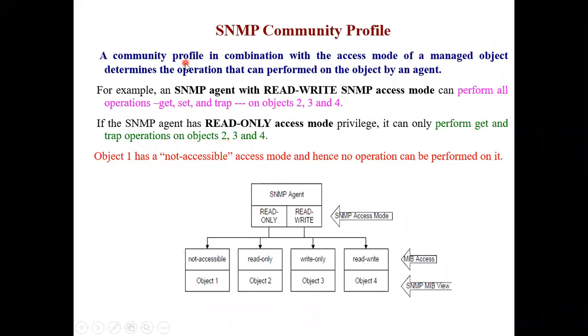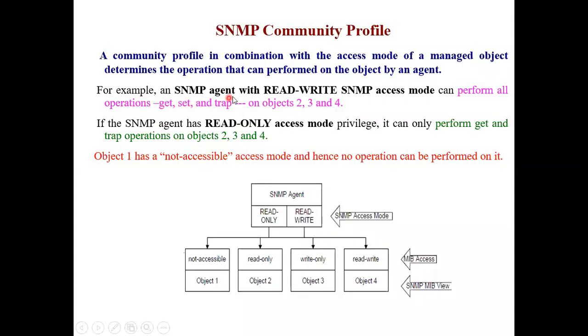Now continuing with the SNMP community profile. A community profile, in combination with the access mode of the managed object, determines the operation that can be performed on the object by an agent. I have many objects on the agent, and what right the agent has on each object is given by this SNMP access policy. The example given here will make it easier to understand.